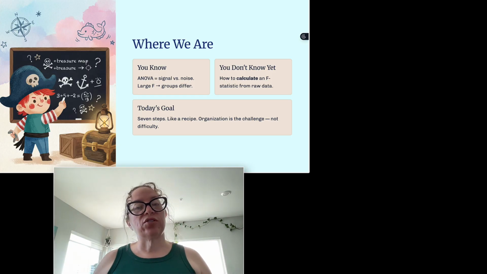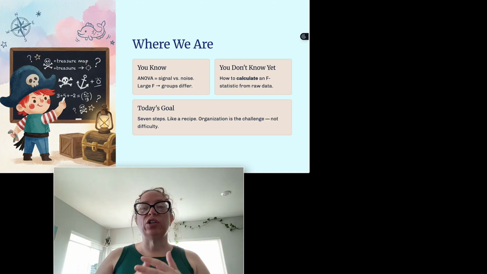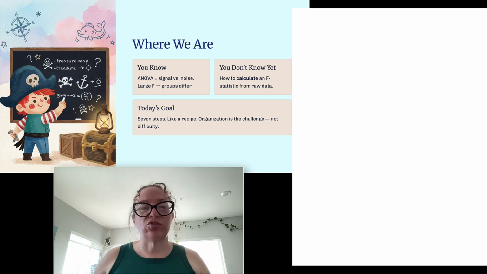By the end of this lecture, you should be able to do this. And if you can do ANOVA by hand, software like SPSS or Jamovi becomes easier, becomes less magical, because you'll understand what it's actually calculating. You'll be able to catch errors better and so on.